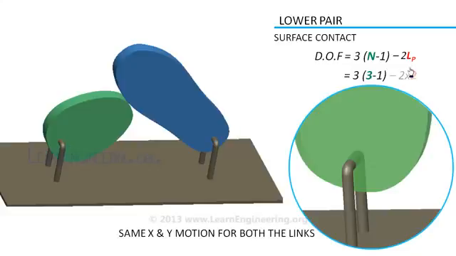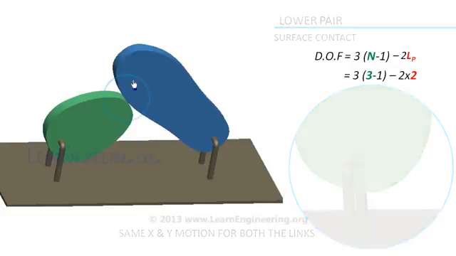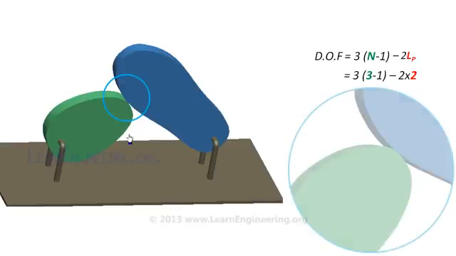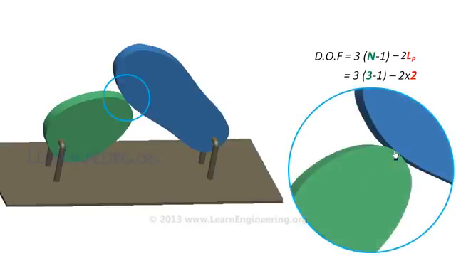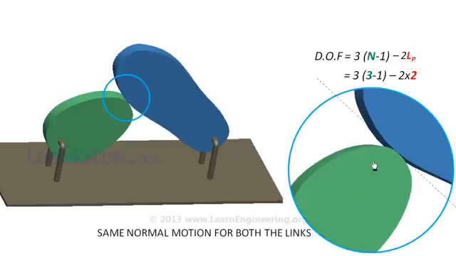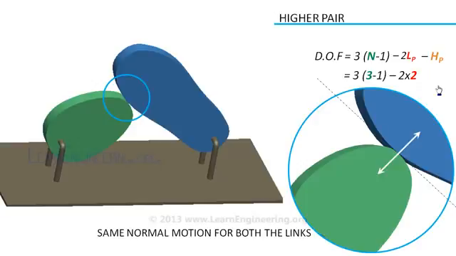Now consider this joint, which is having a line contact. If joint between 2 links is having line, or point contact, both the links should have same translational motion, along the common normal. However, it could have different motion, in tangential direction. So, for each such pair, there will be deduction of 1 mobility from the total. This kind of pair is called higher pair. Here we have got 1 higher pair.